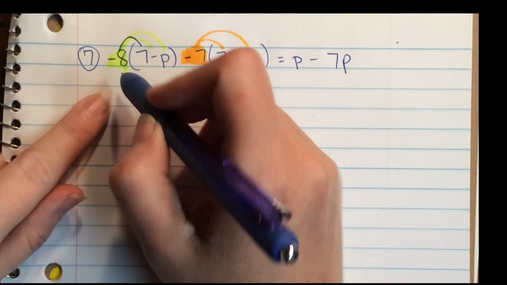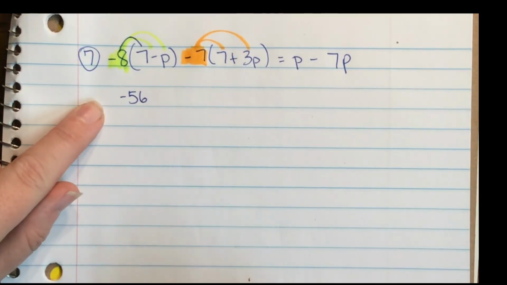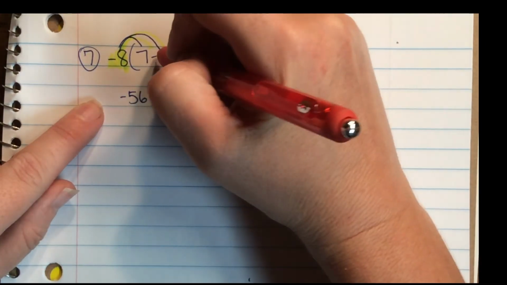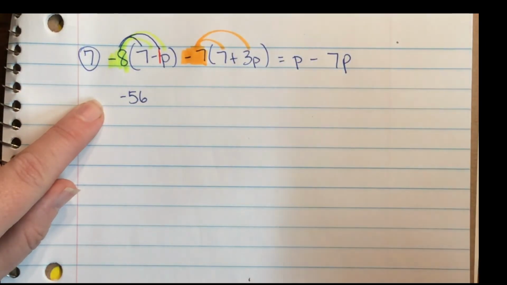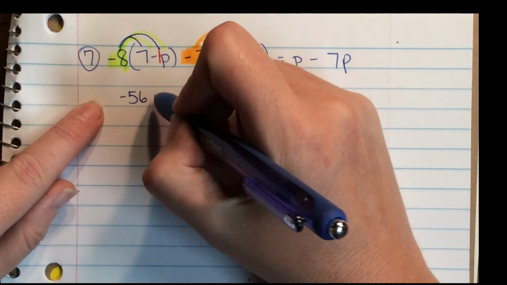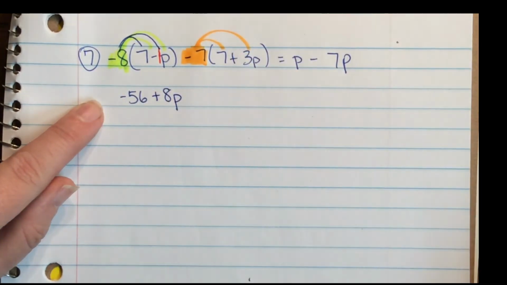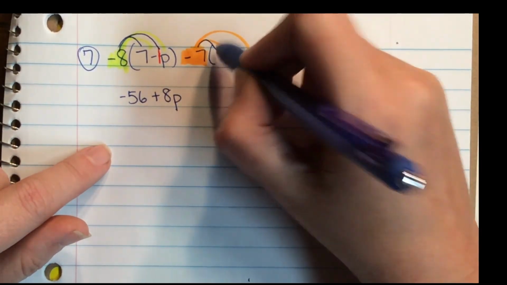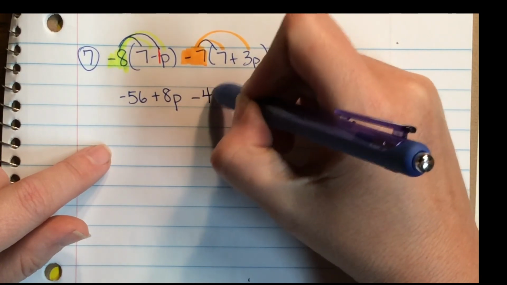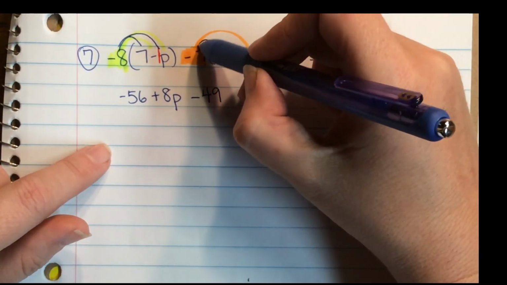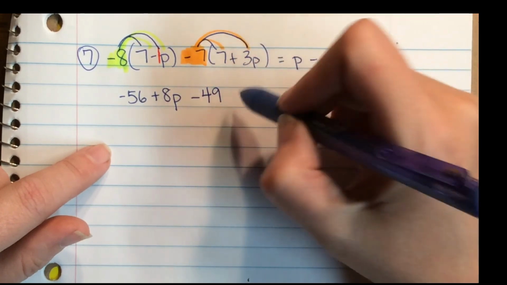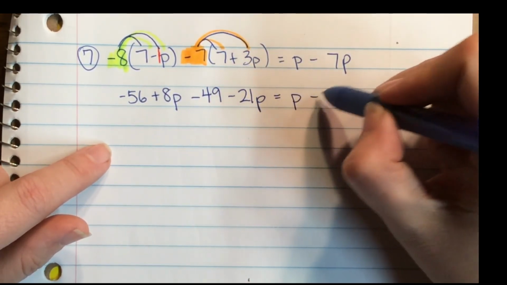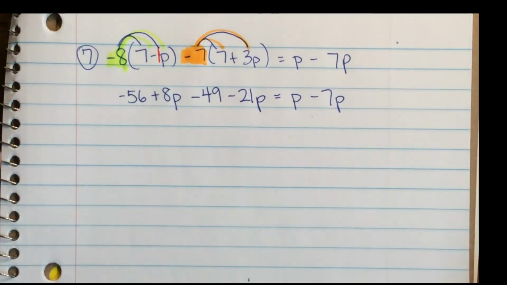Negative 8 times 7 is negative 56. Negative 8 times negative, this is really a negative 1p. So negative 8 times negative 1 is positive 8. Then I have negative 7 times positive 7, which is negative 49. Then I have negative 7 times positive 3p, which is negative 21p. And all of that equals this side.